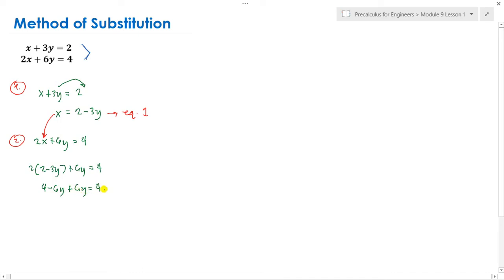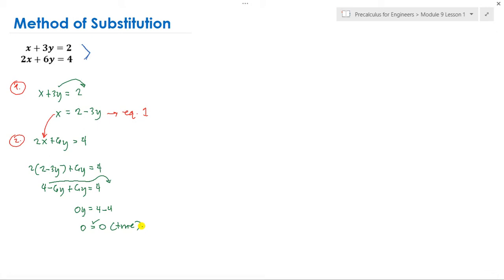So here, we can transpose 4 to the other side, so that negative 6y plus 6y would be 0y is equals to 4 minus 4. Therefore we have 0 is equals to 0. This is a true statement, but it doesn't mean that we have a specific value for x and y. We don't get a value of x and y here, since 0 equals 0, which is true.